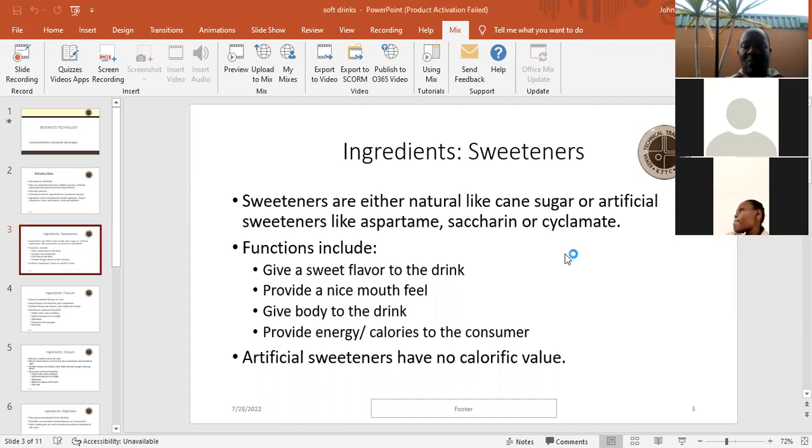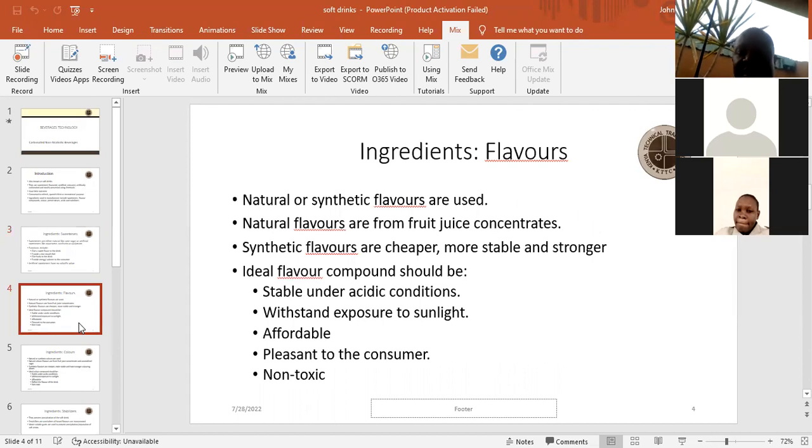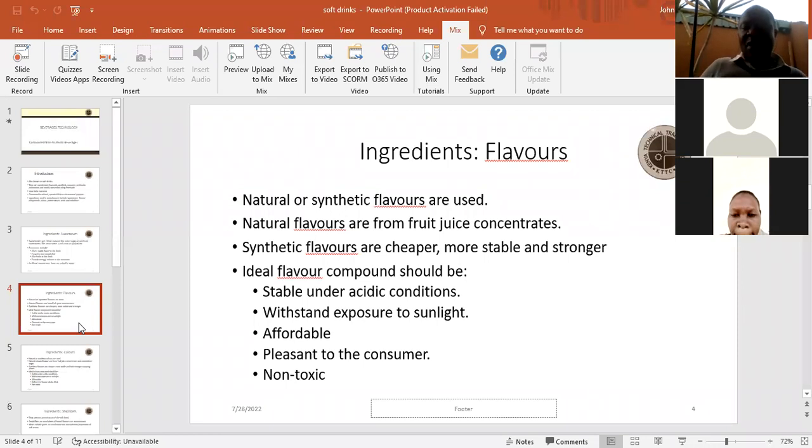So, and these are very common nowadays, and they were initially made for diabetic people, but they gained a lot of interest. So then we talk about the flavors. You have either the natural flavors or the synthetic flavors, and commonly used are the synthetic flavors. The reason being, they have various advantages.